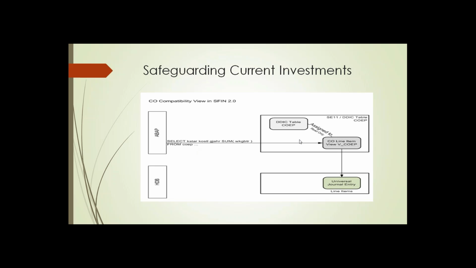So what will happen? Whenever I generate this statement, it will automatically take this data from the HANA database and the table called universal journal entry. So from the user point of view, he doesn't need to worry about whether I am getting the data directly from COEP, or COEP is transferring the control to some view and the view is transferring control to the universal journal entry. Rather than that, he will only get the same information that he was getting in COEP directly. Clear?